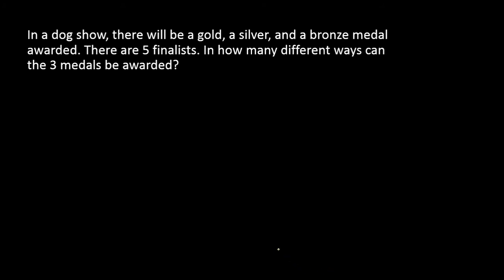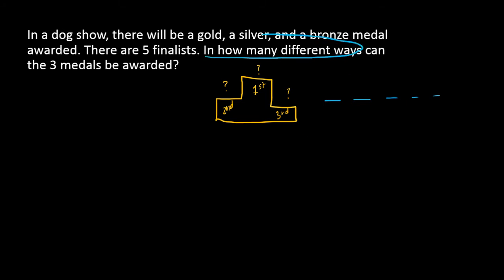Okay, in a dog show there will be a gold, a silver, and a bronze medal awarded. There are 5 finalists. In how many different ways can the 3 medals be awarded? Alright, so picture our podium here. We've got first place, second place, and third place. And we want to know how many different ways we can pick out of 5 dogs. And no, I won't draw 5 dogs, that'll take too long. In how many different ways, out of my 5 dogs, can I select a first, second, and third place winner? The phrase "in how many different ways" should be a clue that we are dealing with permutation.